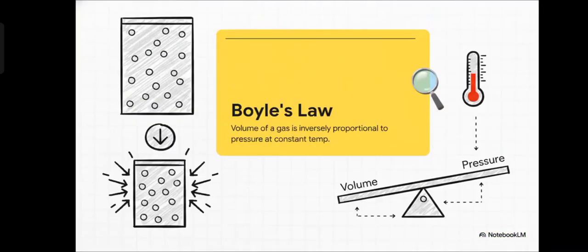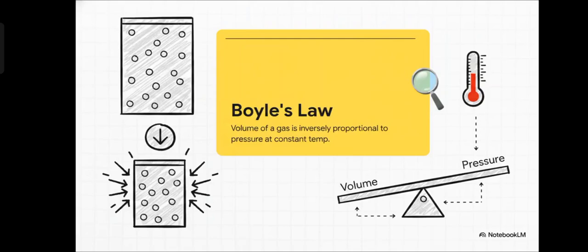First up is Boyle's law. I know, it sounds complex, but it's incredibly intuitive. If you have a constant temperature and you squeeze a gas into half the space, meaning you cut the volume in half, those bouncing molecules now have half the room, so they're going to collide with the walls of the container twice as often. Half the volume means double the pressure.